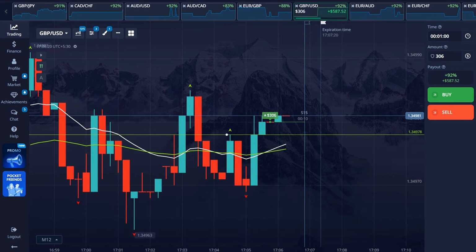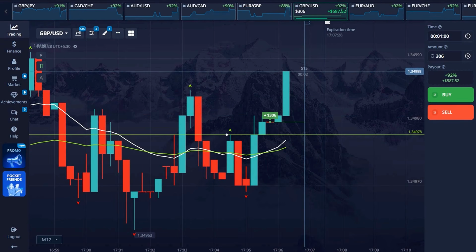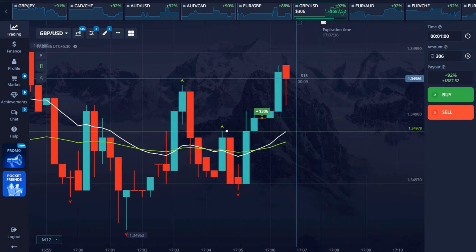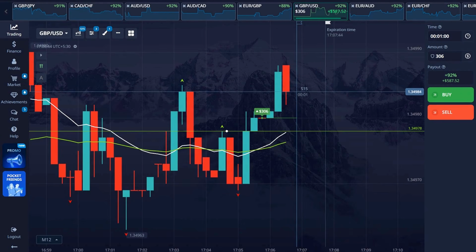Now you can see the trade in progress. Price is moving above my entry point and continuing upward, showing that the breakout has strength. This is exactly why we wait for the candle to close above the fractal before entering. It helps avoid false breakouts.